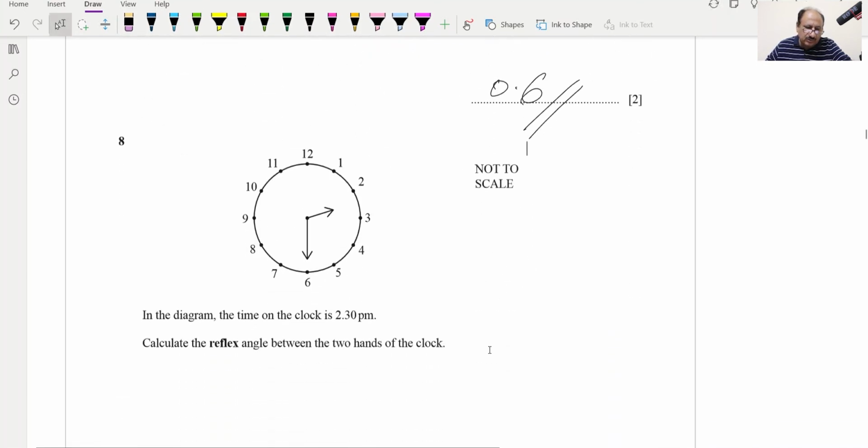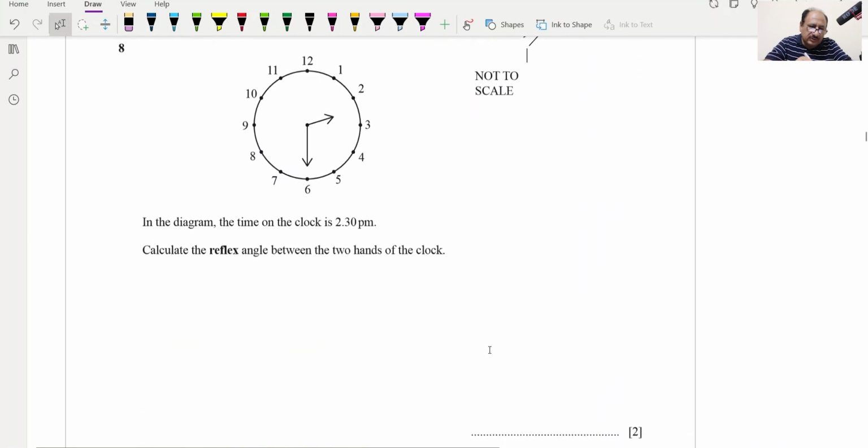2 marks question. This is a little tricky. Question number 8. In the diagram, the time on the clock is 2.30, and the diagram is not to scale. Calculate the reflex angle between the two hands of the clock. They are saying reflex angle, so this is important.